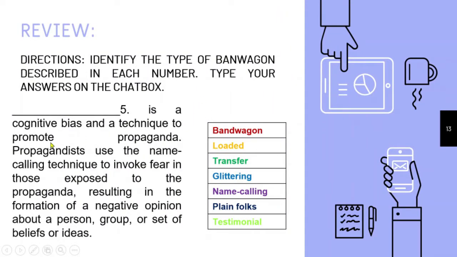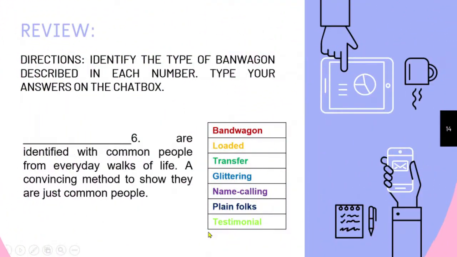Number 5 is a cognitive bias and a technique to promote propaganda. Propagandists use the name-calling technique to invoke fear in those exposed to the propaganda, resulting in the formation of a negative opinion about a person, group, or set of beliefs or ideas. Bandwagon, loaded, transfer, glittering, name-calling, plain folks, or testimonial.